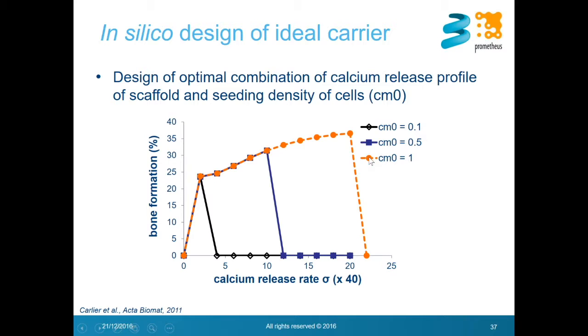If you have a lot of cells available, well, then basically it doesn't matter how much calcium or how fast your scaffold releases the calcium, you will get bone formation in almost all cases, but there's still an optimization that can take place. So this is how we would like to use the model to adapt the material to the specific circumstances of the implant that we need.